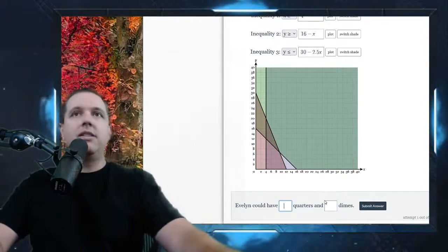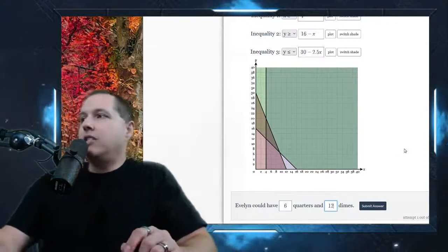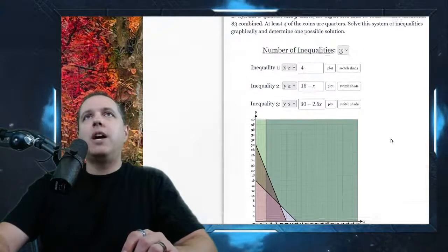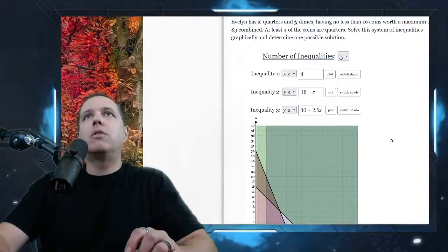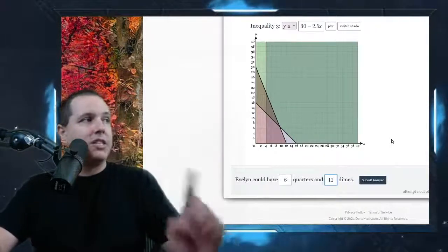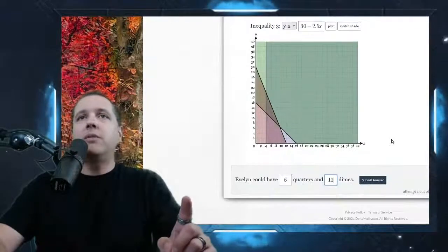So let's see. If she has 6 quarters and 12 dimes. Now before I answer it, let's just see if I'm right. Is this possible? If she has 6 quarters and 12 dimes, that means she has, oh, having no less than 16 coins. Right. So she has 18 coins. Good. Worth a maximum of $3.